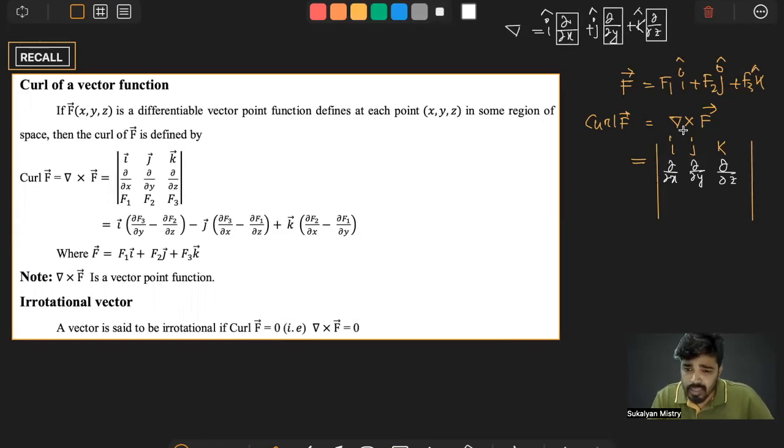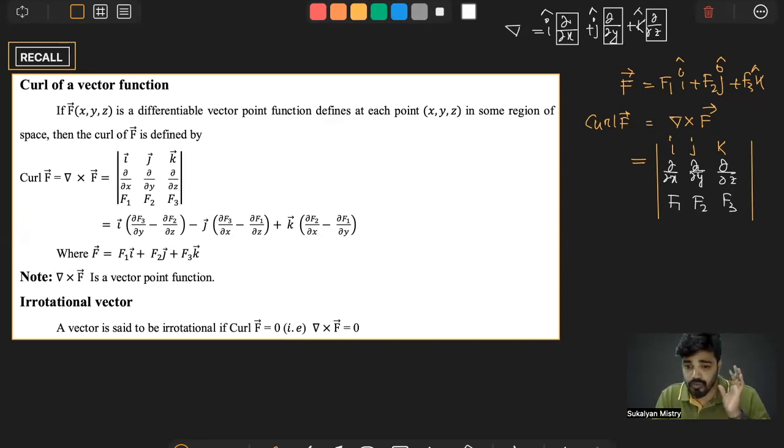Now for F, what are the components of F? That is F1, F2, F3. So right here F1, F2, F3. So that is the process to find the cross product a cross b. Just consider this is a, this is b. So a cross b: i, j, k, components of a, components of b. So del means i del x plus j del y plus k del z. What are the components of del? That is del x, del y, del z. What are the components of F? F1, F2, F3.